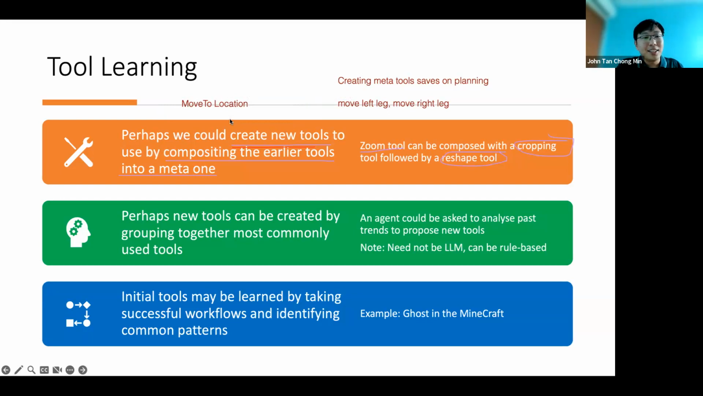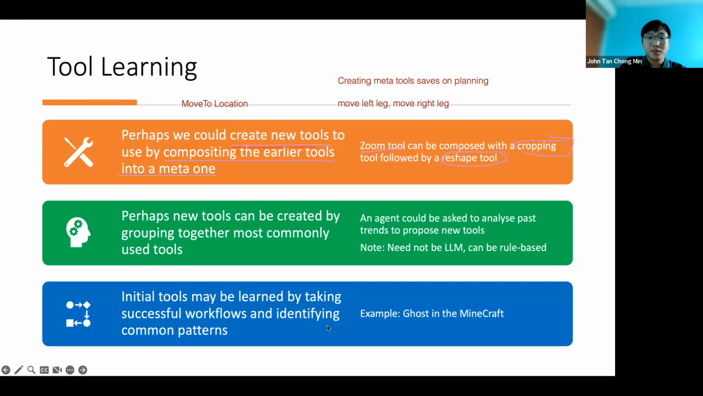Yeah. You might think that, yes, I can do everything with just moving my left leg and right leg. It will just take forever to plan, right? So if you can have a more meta tool, it saves a lot in planning. And as you know, large language models don't plan that well. So if you can associate everything in one step, your agent will work much better. So tool learning is something very, very useful. Okay, never underestimate tool learning.